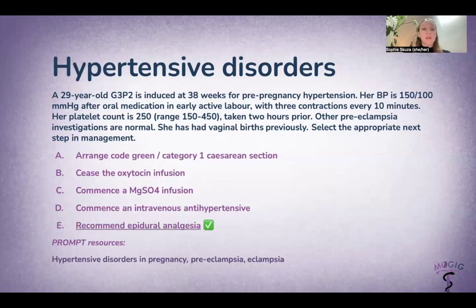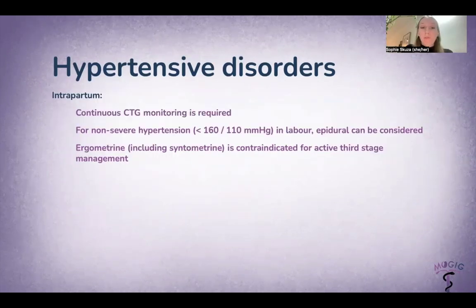And the answer to this question is E, recommend epidural analgesia. The reason behind this is because for non-severe hypertension in labor, so blood pressure below 160/110, epidural can be considered as an intervention to reduce blood pressure. Other important points to remember for the intrapartum management of hypertensive disorders is that continuous CTG monitoring is always required, and ergometrine, including syntometrine, is contraindicated for active third stage management.